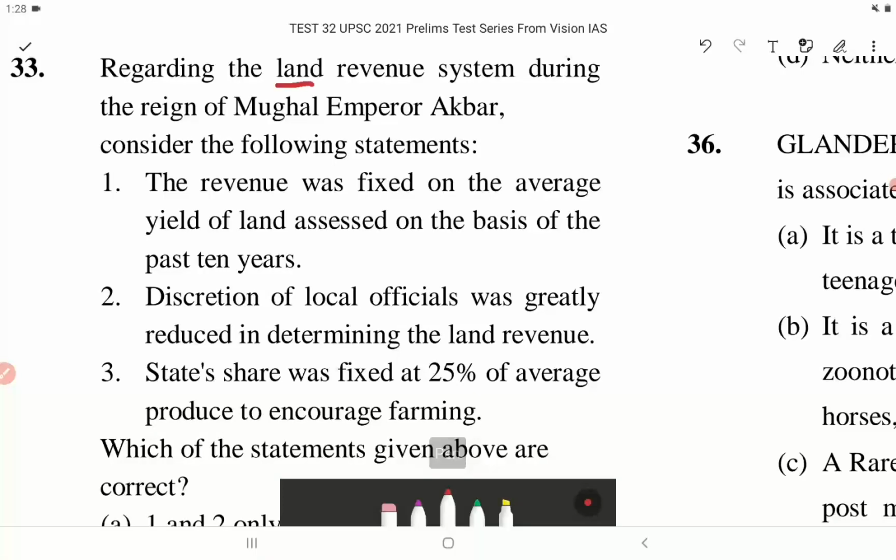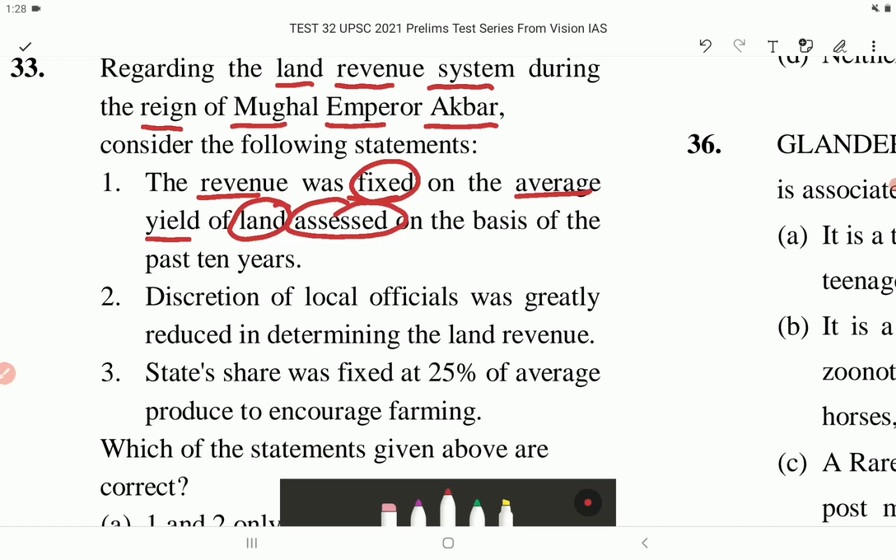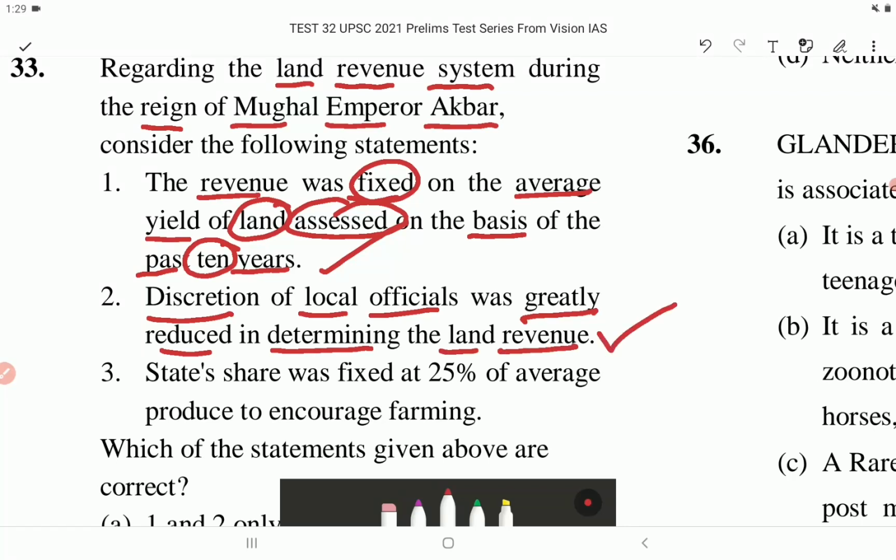Regarding the land revenue system during the reign of the Mughal Emperor Akbar, consider the following statements. Statement 1. The revenue was fixed on the average yield of land assessed on the basis of the past 10 years. This is correct. Statement 2. Discretion of local officials was greatly reduced in determining the land revenue. This is correct.